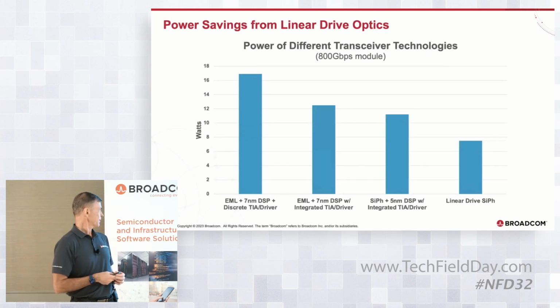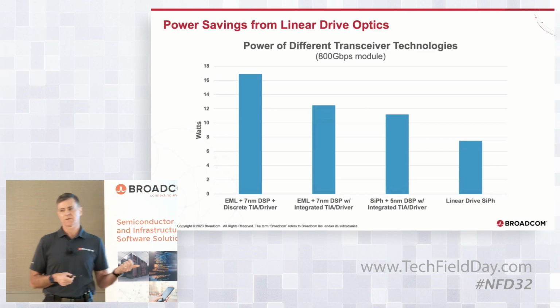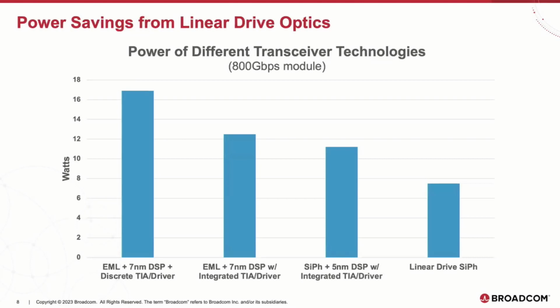So, the big promise of LPO is power savings. And here we show the power for different optical technologies. And this is for an 800 gigabit per second optical module, either OSFP or QSFP DD. So left-hand side is where we are today. You have an EML for the optics. You have a 7 nanometer DSP. You have an external or a discrete TIA and driver. And you'll wind up with roughly speaking about 16 watts. Certainly there's some modules in the market that are a little bit lower, but in general, you wind up with about 16 watts per 800 gig.